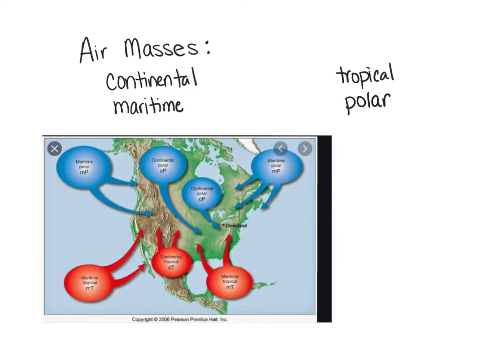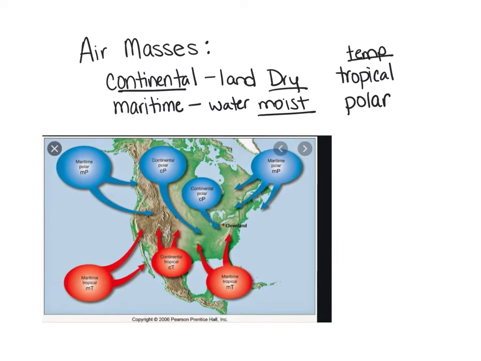Air masses are named according to the location that they form. For example, continental air masses form over the land. Because of this, they will be dry. Maritime air masses form over the water, and because of this, they will have moisture associated with them. Air masses are also named according to the temperature of the location where they form. Tropical air masses will be warm, while polar air masses will be cool.